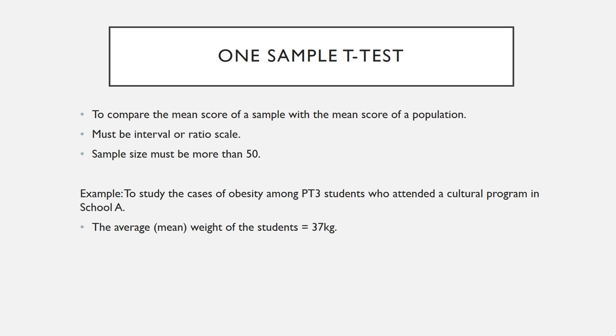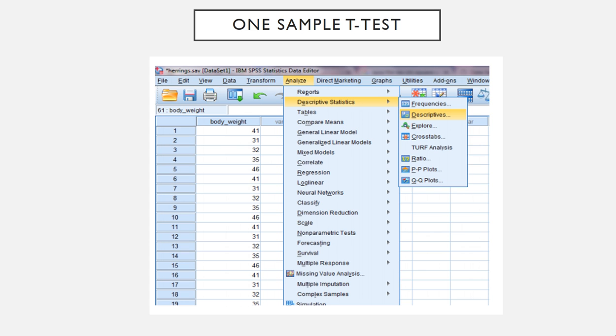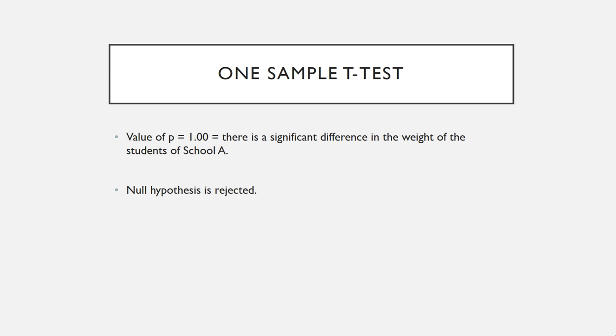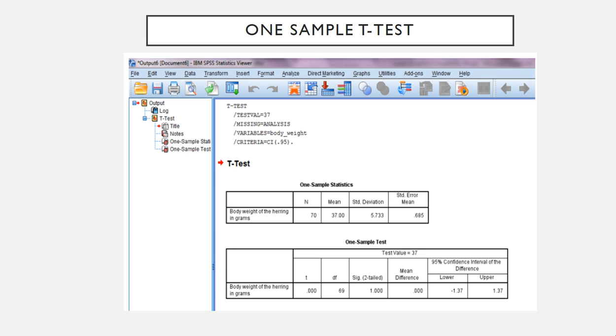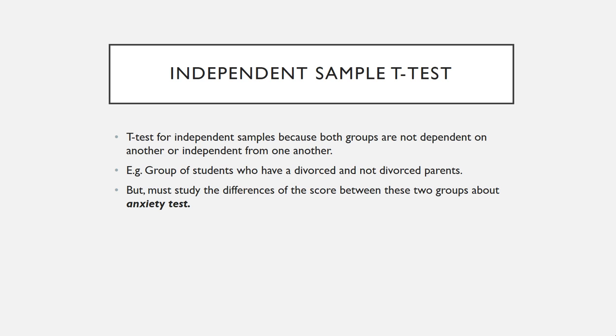One sample t-test is to compare the mean score of a sample with the mean score of the population. The average of your sample, which you have already extracted from your population, and the mean score of your entire population. Must be more than 50. For example, PT3 students, you run your SPSS test and the value of P is 1.000, and a significant difference of rate of students in school A.